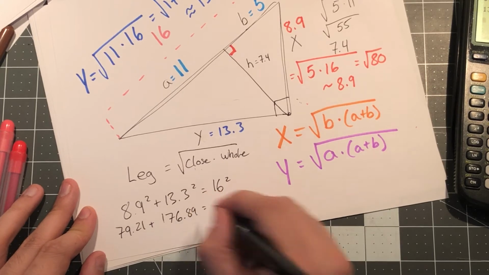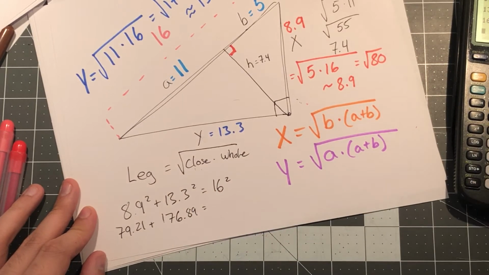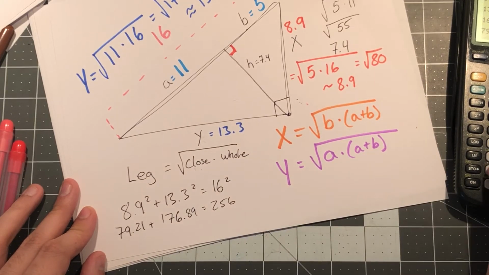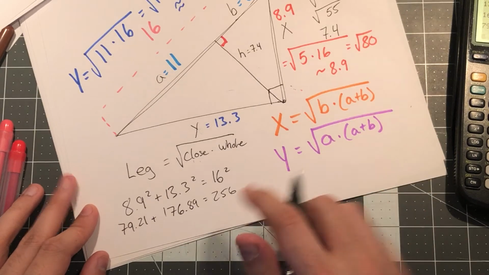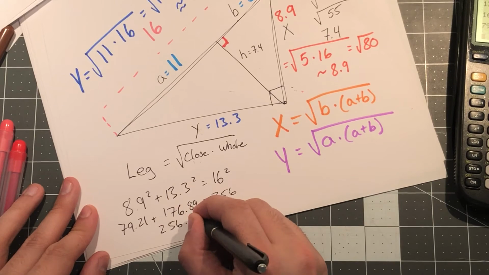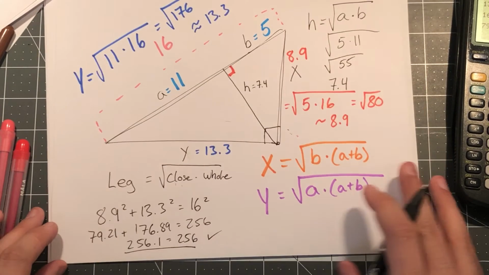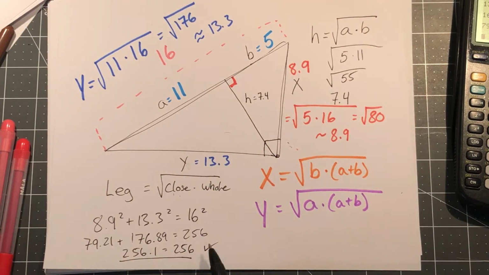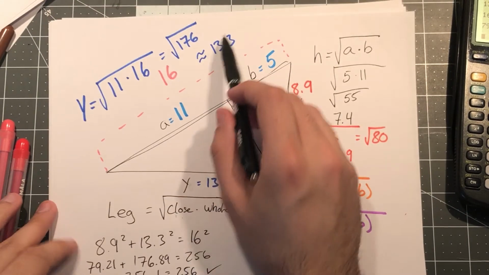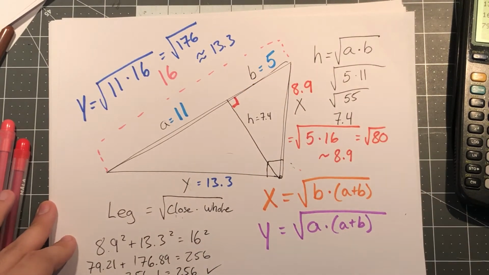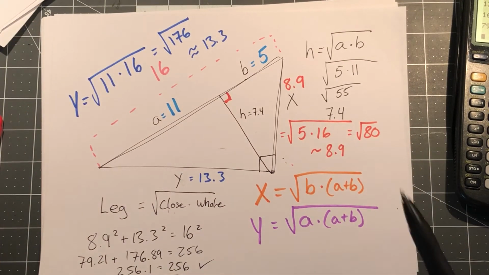13.3 squared is 176.89, and 16 squared, I'm doing it over here off camera, is 256. So 79.21 plus 176.89, I get 256.1 equals 256. That is very good, close enough. Once again, the reason these are not perfectly matching up is because we cut some decimals every time we had a square root. We had to simplify it somehow, and so we weren't able to include the infinite number of decimals we had.